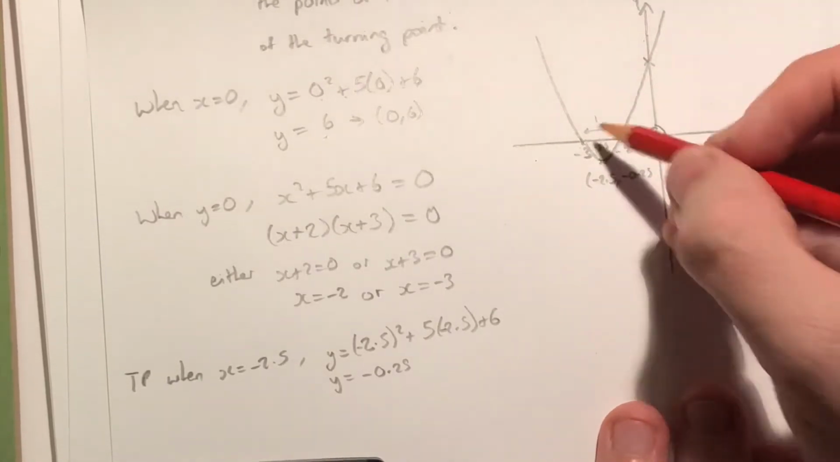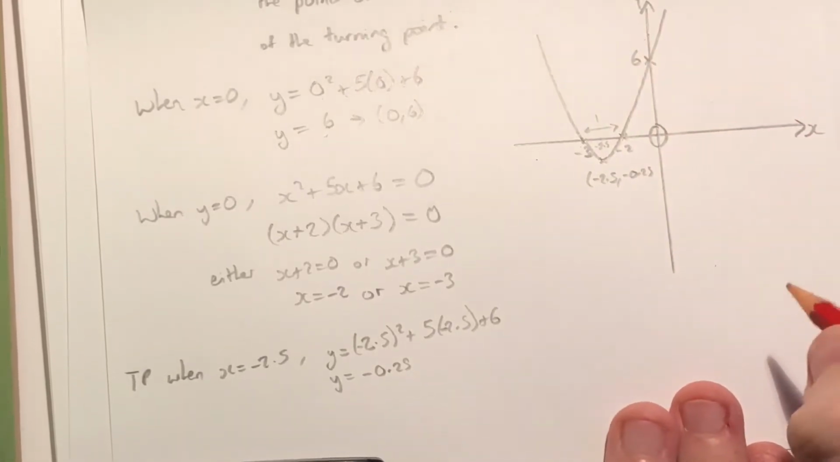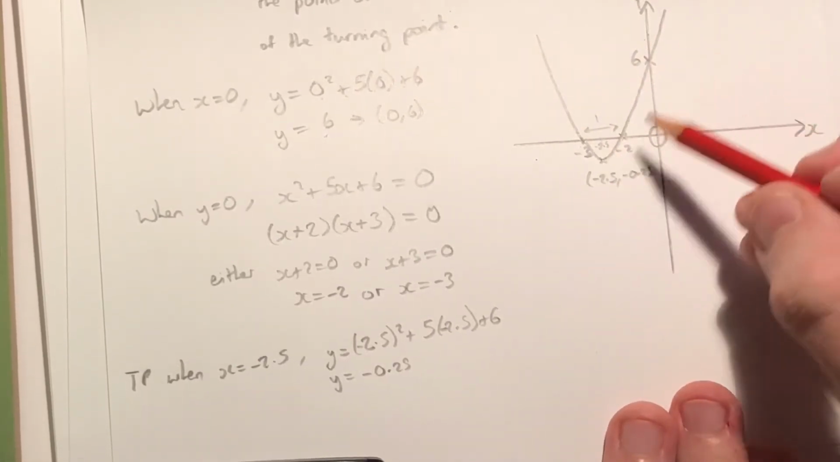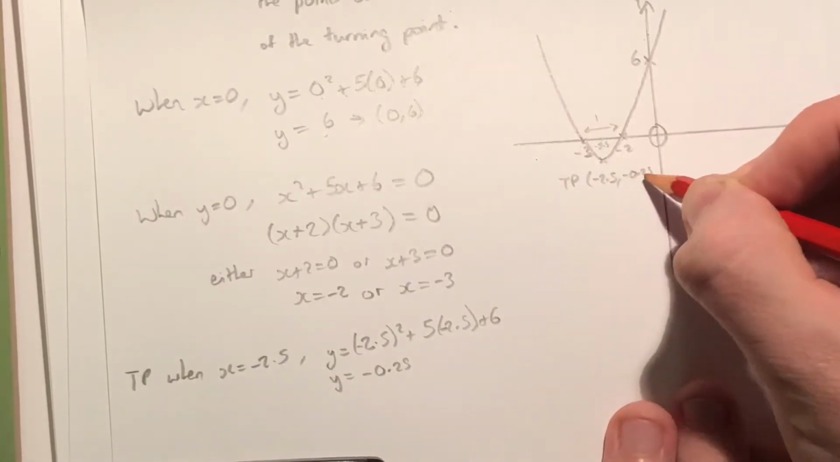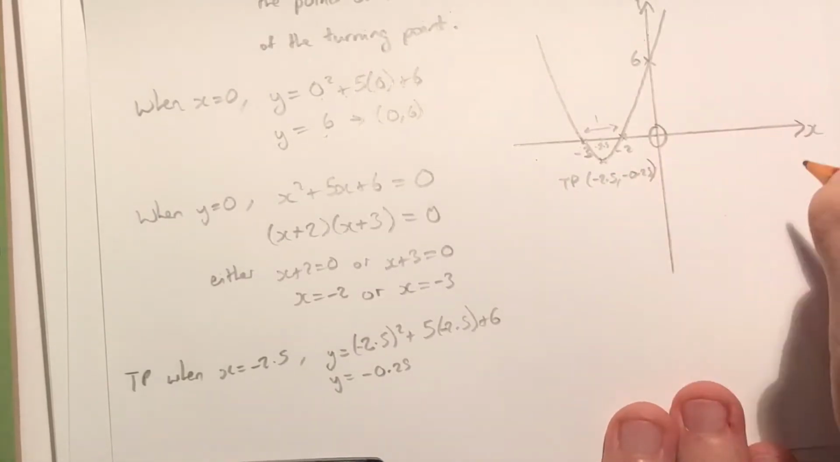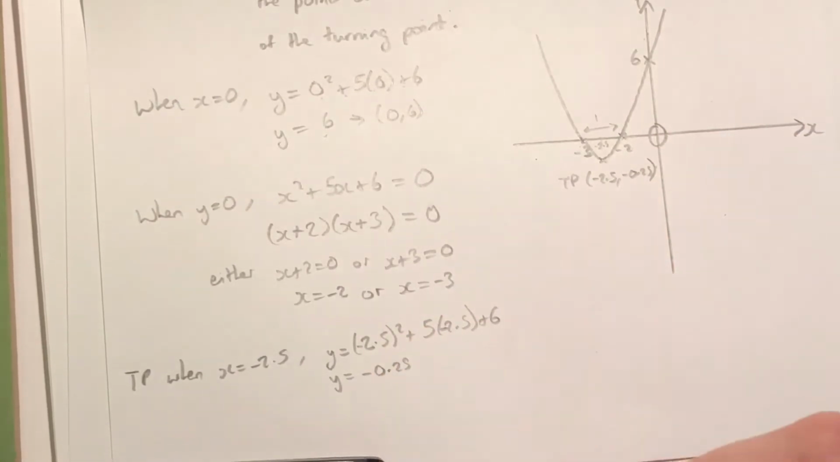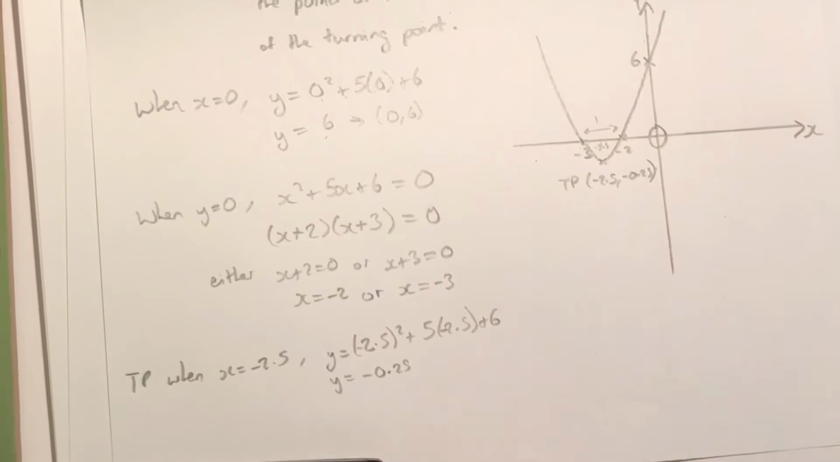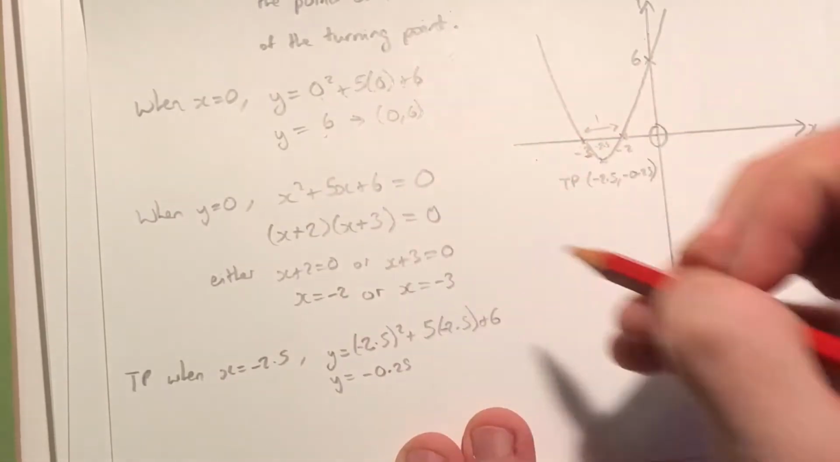And that's you. So you've got 3 points being marked in terms of the 3 points where it crosses the axis, and we've labelled the turning point at minus 2.5, minus 0.25. Now, I know some of you will be unhappy with having to do 2.5 squared and 5 times negative 2.5. So there is an alternative way of doing that turning point. Let's just have a look at that very quickly. We could use the completing the square method.